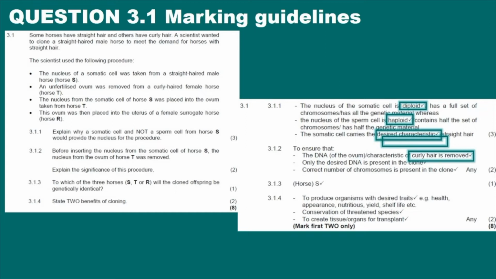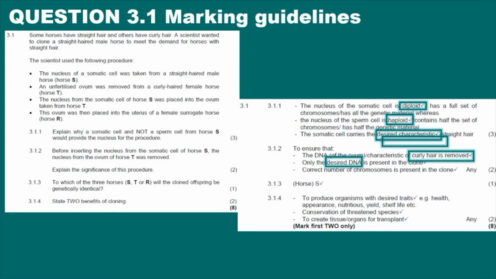So we had to remove the genetic material that might carry the characteristic for curly hair. The reason then is we only need the DNA from the somatic cell of the clone, because we only want the allele for straight hair. Then also we want the correct number of chromosomes in the clone. For example, if this was human, we want 46 chromosomes in the offspring, in the zygote that's going to form, not just 23.